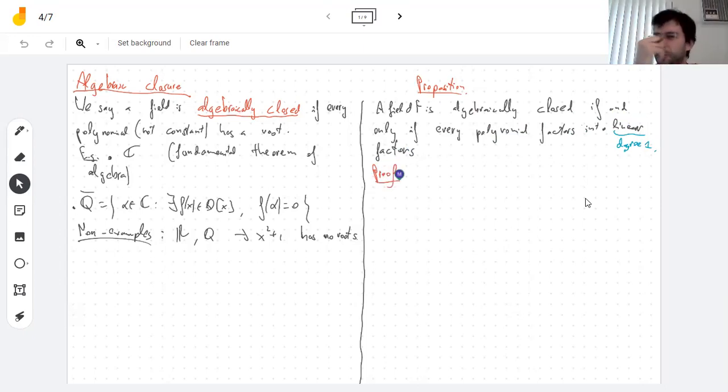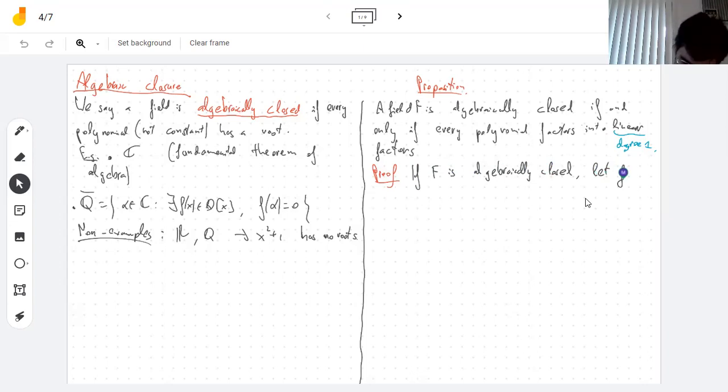So I'm saying these two are equivalent, so I have to prove one implication, that if you're algebraically closed, then everything factors, and the reverse implication, that if everything factors, then you're algebraically closed. So let's say, if F is algebraically closed, we have to show that every polynomial factors into linear factors. Let f be a polynomial. It has to factor into something.